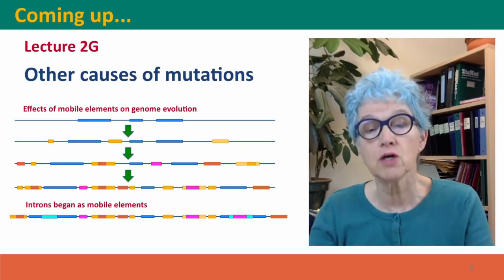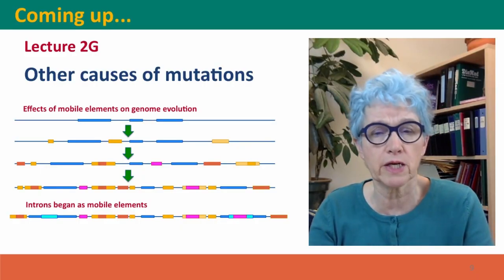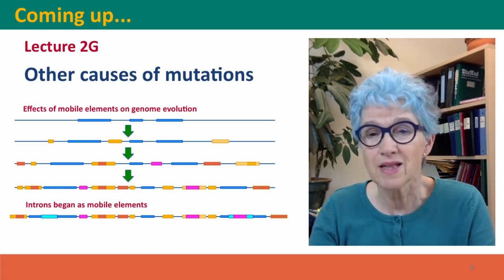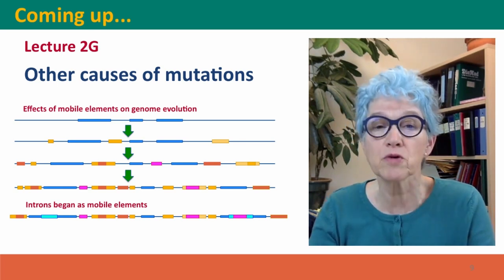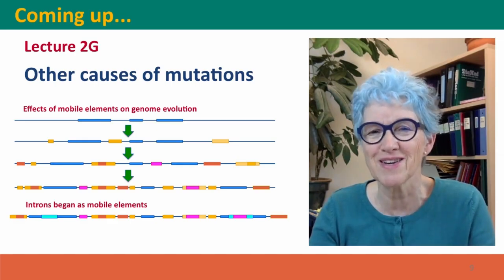Now, coming up next, we're going to talk about other causes of mutation. So far, we've just thought about mutations caused by errors by DNA polymerase, but there are a lot of other ways that DNA sequences can change, and we'll talk about those in Lecture 2G. I hope to see you there.